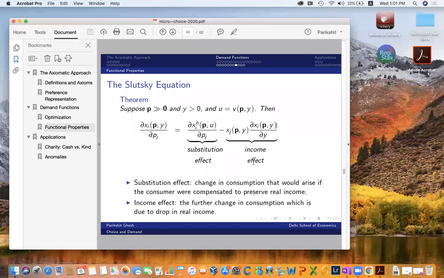Okay, so in those special cases, which are called Giffen goods, the classic example, and where the name comes from, is potatoes in Ireland in the early 20th century. An economist called Robert Giffen did a study where he allegedly found that when potato prices went up, people bought more potatoes.